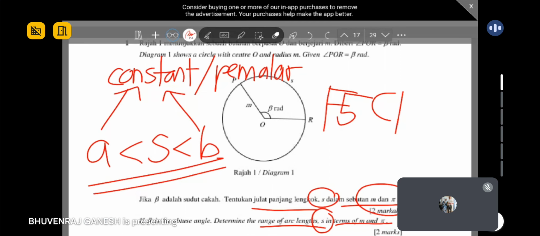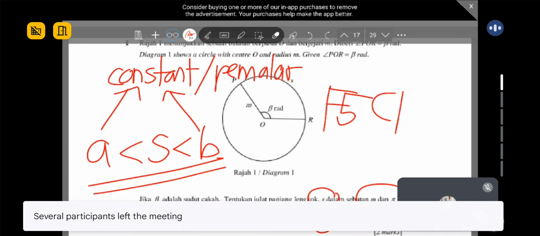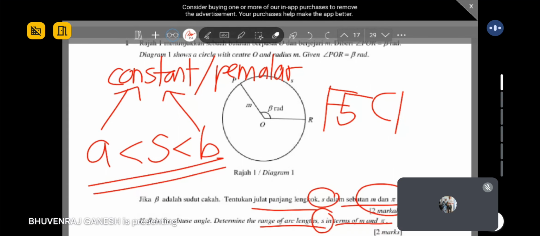So anyone want to try? What is your shortest arc length? Apa lengkok yang terpendek? Siapa ada jawapan? Who has the answer? Anyone? Hello, cepat. What is your shortest arc length? Siapa tak tahu macam mana buat soalan ni? Who doesn't know how to do the question? Comment. Siapa tak tahu?